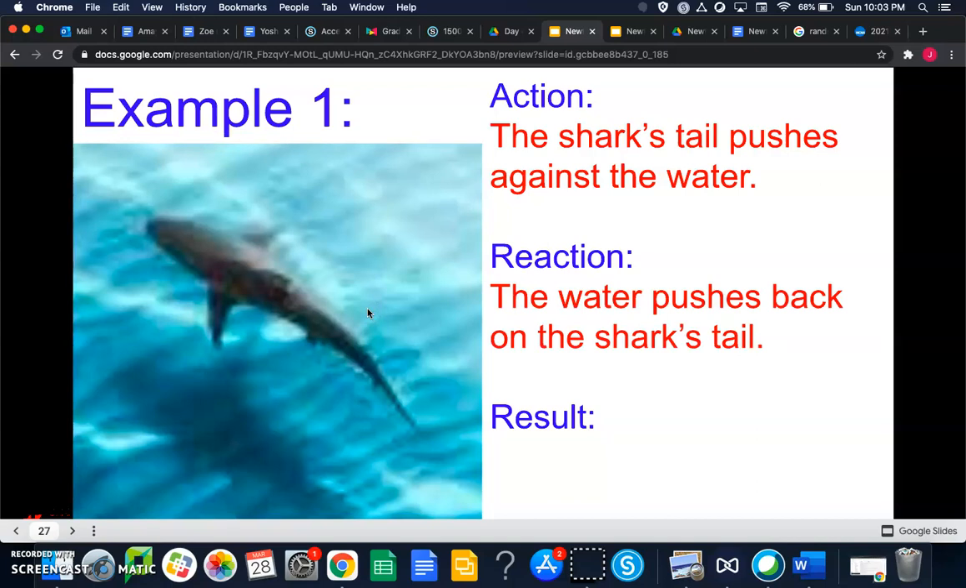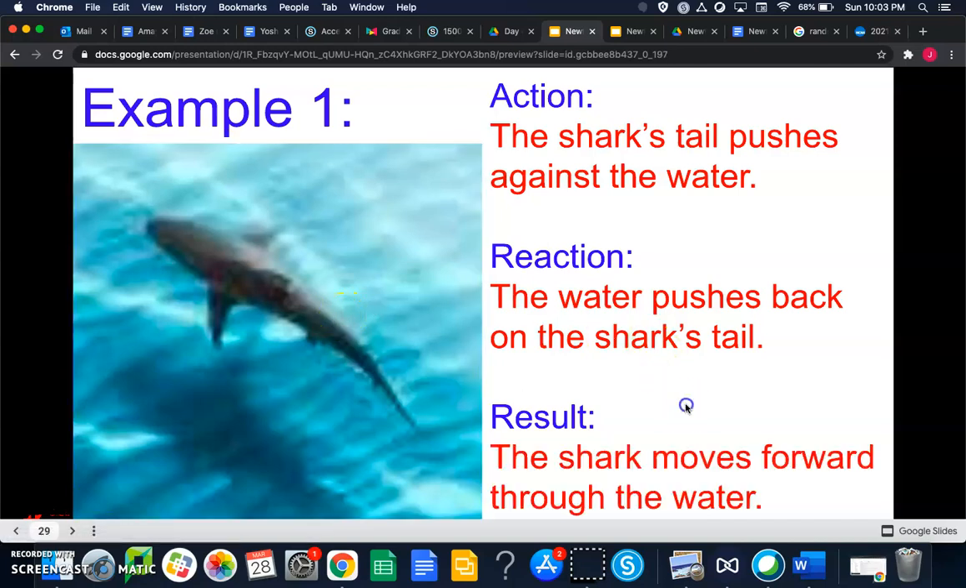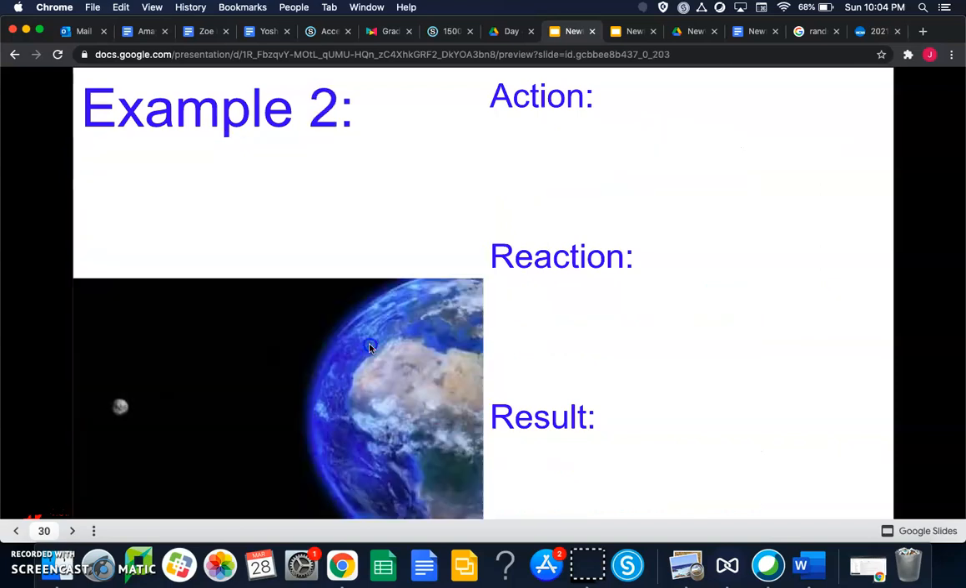Newton's third law just talks about action and reaction pairs. For every action, there's an equal and opposite reaction. People often get the reaction mixed up with the result, though. The result is what actually ends up happening to the shark, which is that the shark moves forward through the water. But the reaction is just the opposite of the action. The action was that the shark's tail pushes against the water. The reaction is that the water pushes back on the shark's tail. The result is that the shark moves forward through the water. Let's go through another example. Hopefully that helps clear up the difference between the reaction and the result.